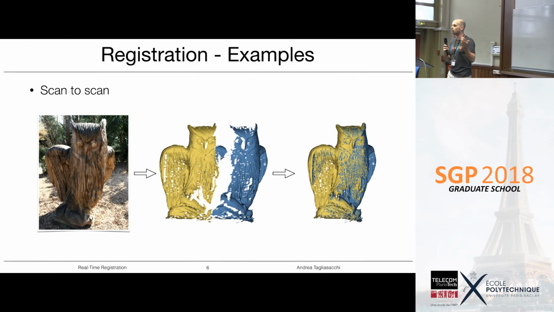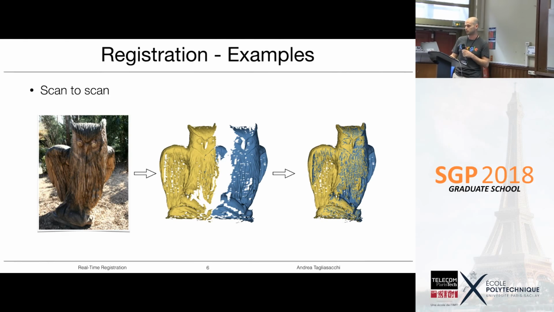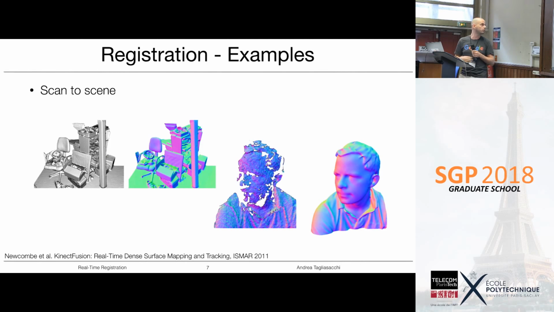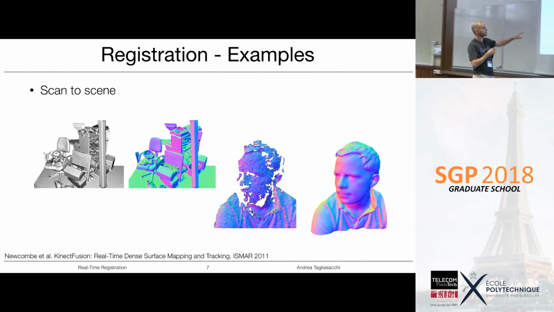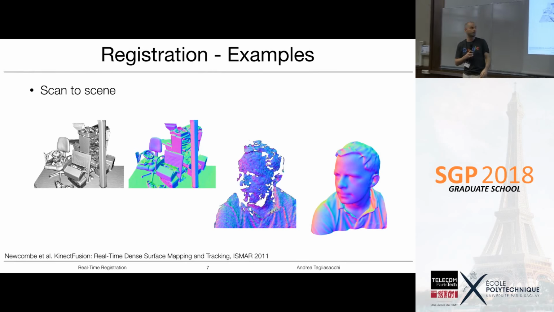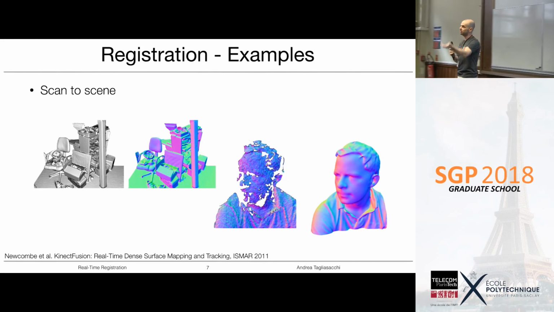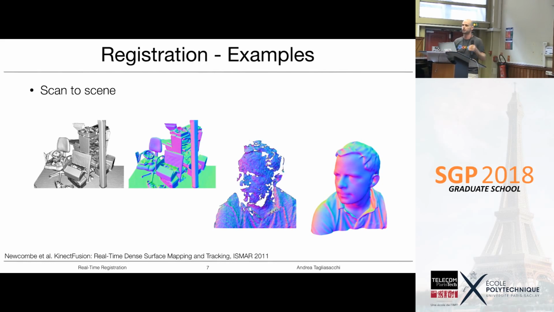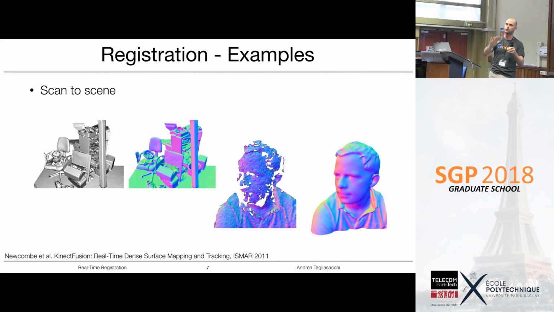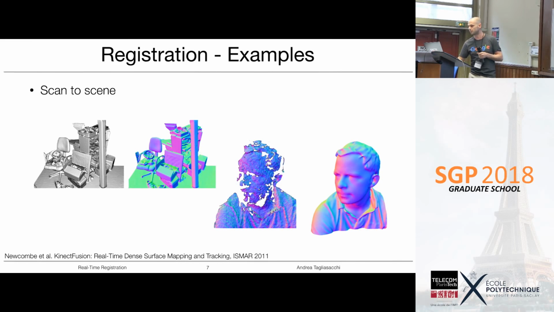This is the pairwise or scan-to-scan basic form of the alignment. We have a second one, which is scan-to-scene. What you do is that you have some digital representation of some scene stored in your hard drive, and now you have a new measurement from the sensor. To be able to include the new data into your reconstruction of your environment, you want to first align that frame into this coordinate frame and then merge it. So that's another type of registration.